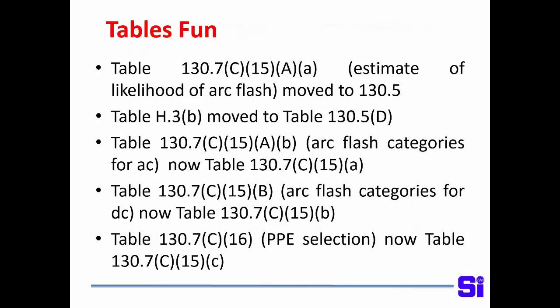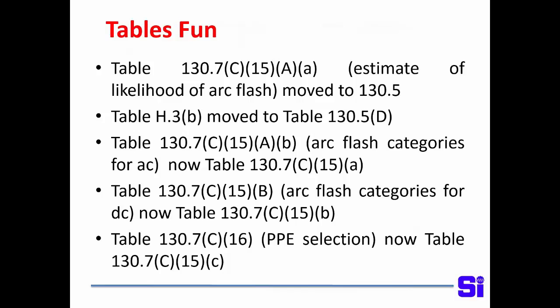Table H.3b, which is in Annex H, was cut down a little and moved to a standalone table in 130.5(D). The reason that table was moved forward is that, being in the annex, people felt like there was really nothing they could use if they had arc flash warning labels on the equipment. Even though you tell them you can go to H.3b, they wouldn't do it. So we took that table and moved it forward to 130.5(D), and we tell you, hey, look, use this table if you have arc flash hazard warning labels.